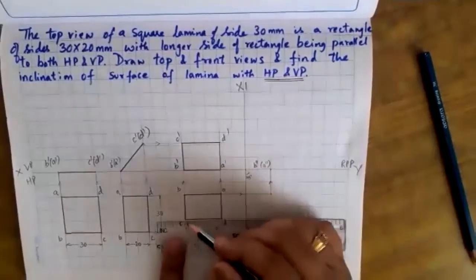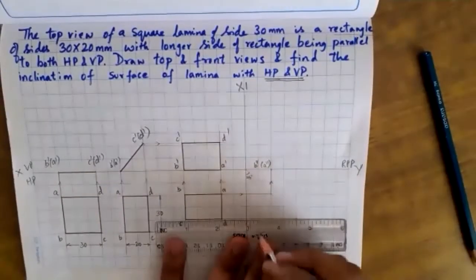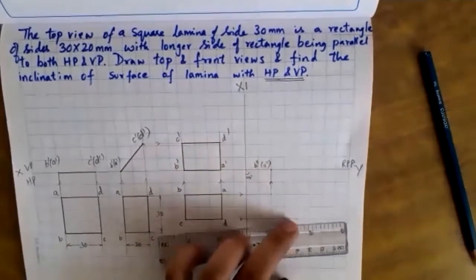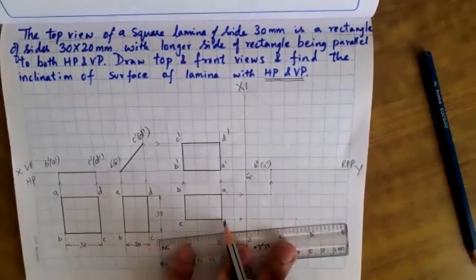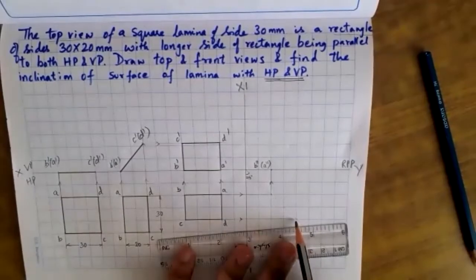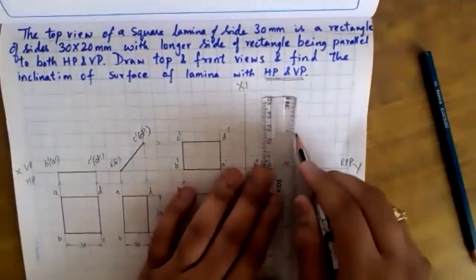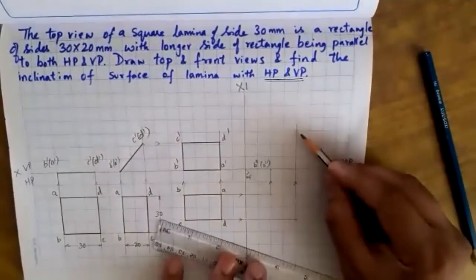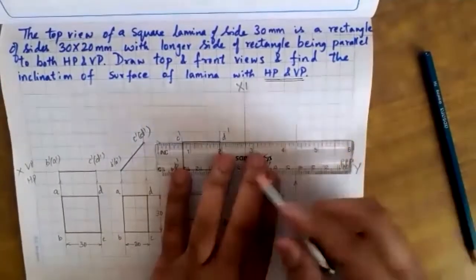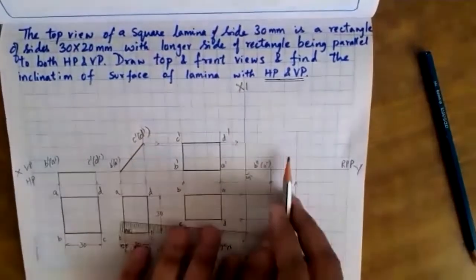Next again from C I'll draw a projector line which meets the 45-degree line. It is meeting somewhere here. Again from D also I'll draw a line till it meets the 45-degree line. It is meeting somewhere here. Next I'll extend it further till I get C double dash and D double dash, which can be obtained like this, extending this line towards here.